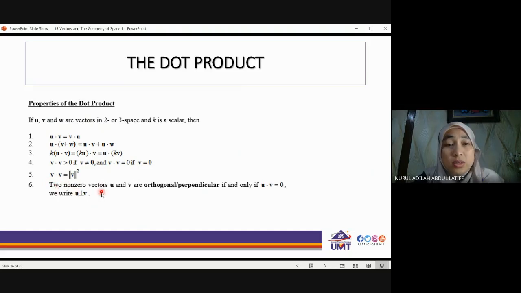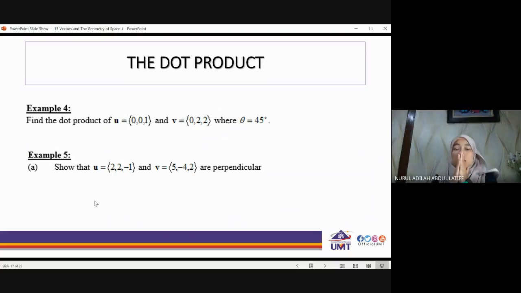Then number 6, two non-zero vectors U and V are orthogonal or perpendicular if and only if U dot V equals 0. So we write U perpendicular to V. Example 4: find the dot product of U equals 0, 0, 1 and V equals 0, 2, 2, where theta equals 45 degrees. Example 5: show that the two vectors are perpendicular.